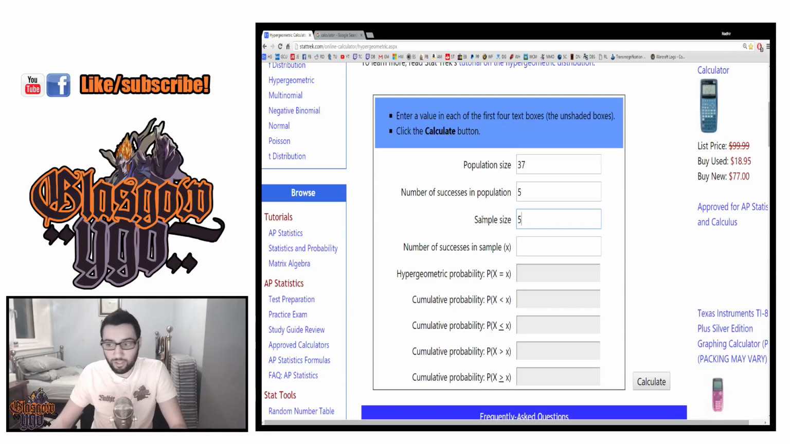So sample size 5. Now we find the number of successes in the sample. What are we trying to find? We're trying to find the chances of opening one of those 1 for 1, or 1 Rota, for example. That's why we put the number of successes in the population as 5 rather than 1. Here we put 1, because we only need 1. So type in 1, then click calculate.